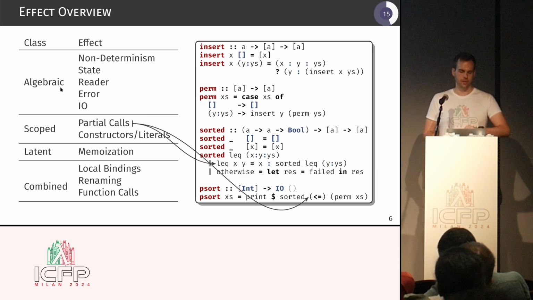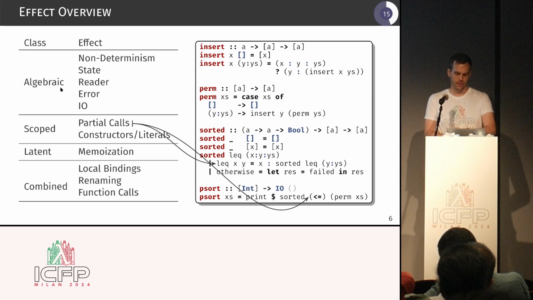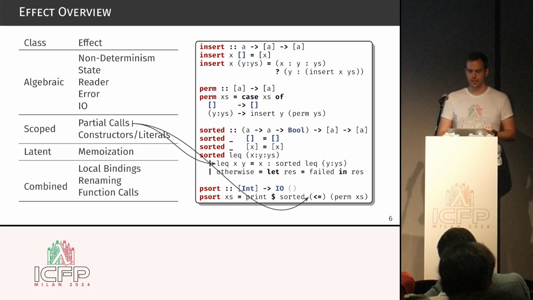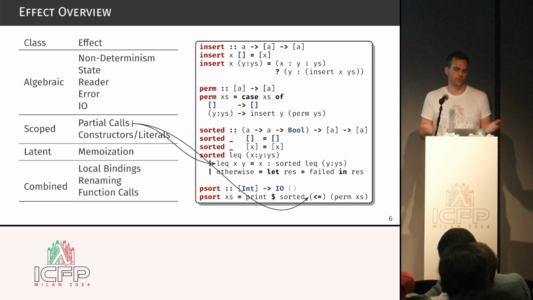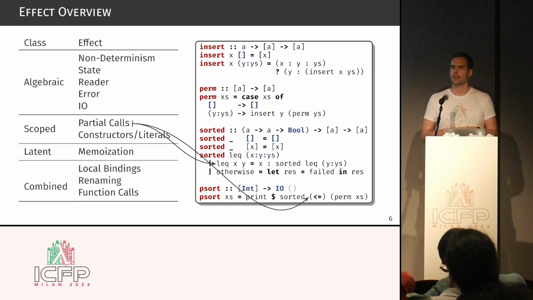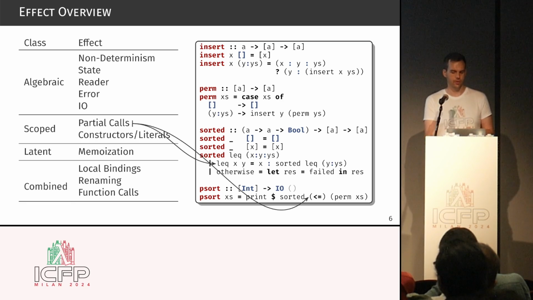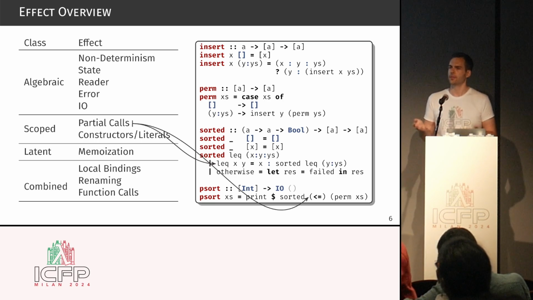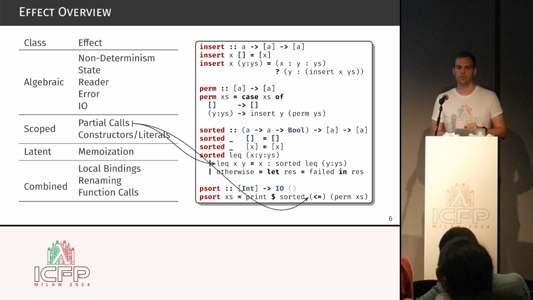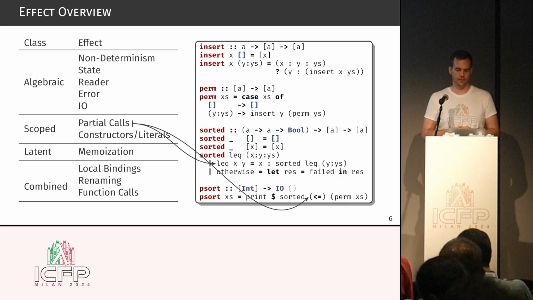I'm going to talk about the different categories of effects in a minute, but for now, those effects which I've labeled here as algebraic are usually effects that you've already seen before, and those are effects that I've basically just reused in my interpreter. Those effects that are labeled scope, latent, and combined are things that I had to write specifically for Query, although they could be reused for other languages, but I didn't find them anywhere else.